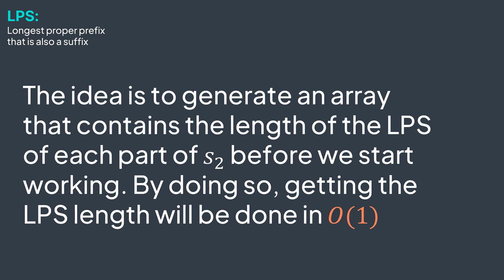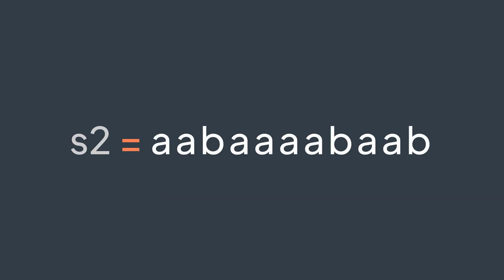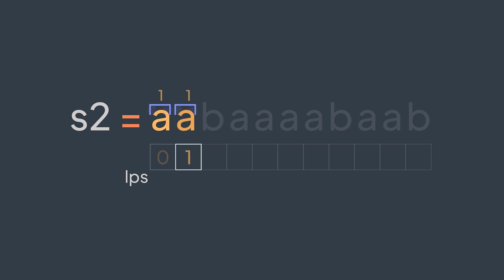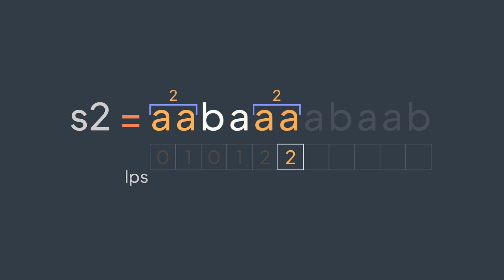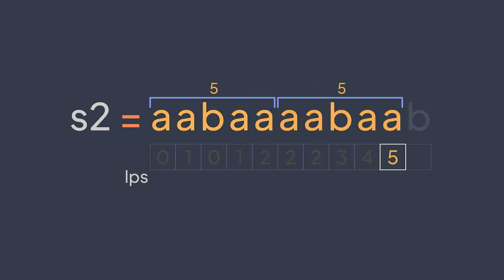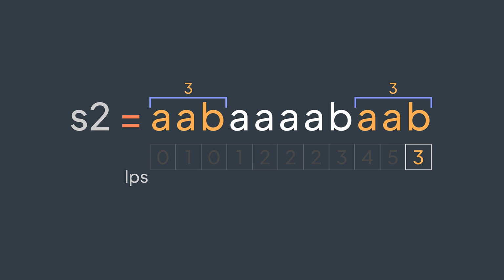It starts by doing some pre-processing to create the LPS array, an array where LPS of k represents the length of the longest proper prefix that is also a suffix of the first k+1 characters of S2. Then, it starts working on S1. For example, if S2 is equal to this string, in the LPS array we'd get 0, 1, 0, 1, 2, 2, 2, 3, 4, 5, 3. But how to actually compute these values? That's what we will see now.